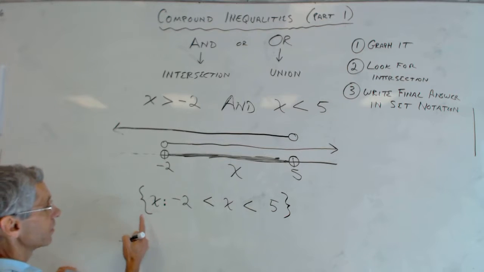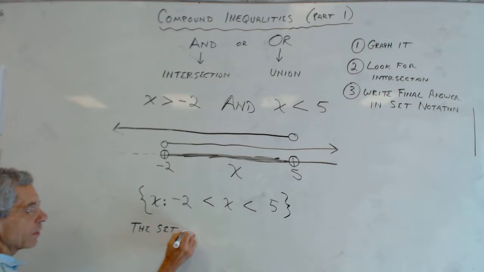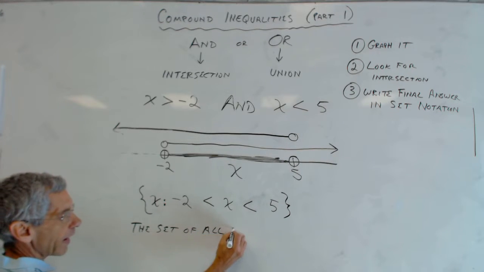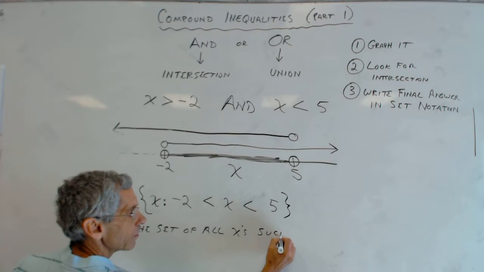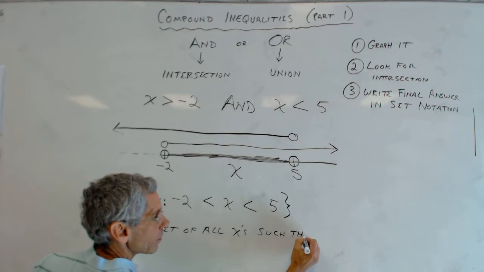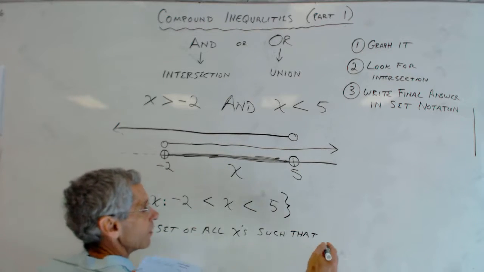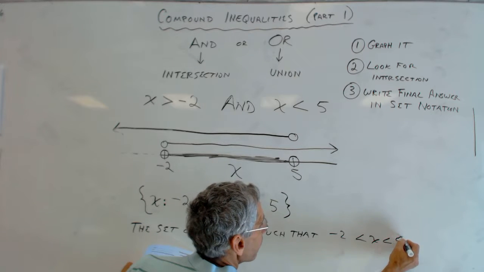This says the set of all x's such that negative 2 is less than x and x is less than 5, right?